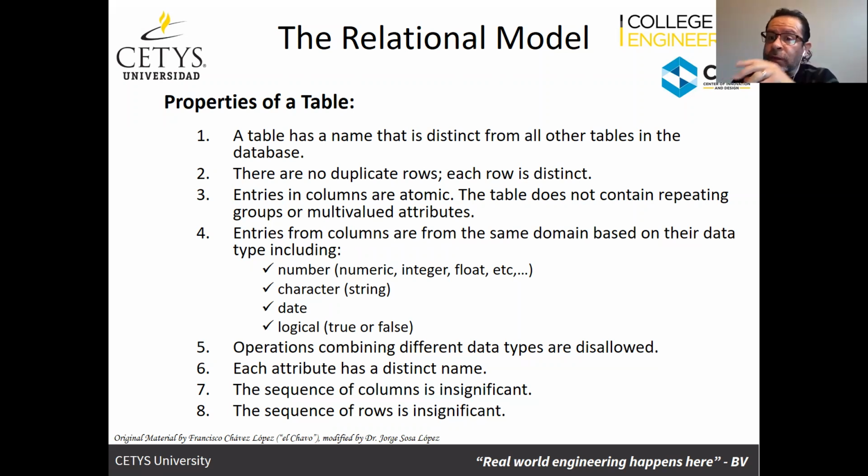Each attribute or field has to have a distinct name. The sequence of the columns in a table, they don't matter. We can put them however we want, and also the sequence of the rows. When we order information or sort it, that's when we extract the information. But once we put information into a table or define the columns in a table, they can be ordered however we want. They don't have a specific order.